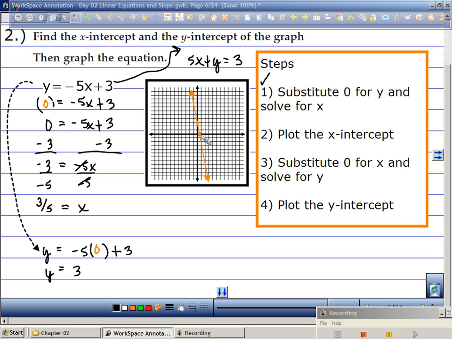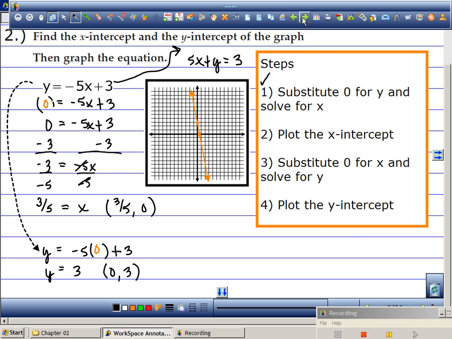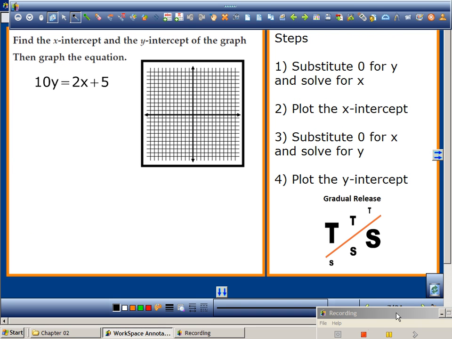Because in order to find the x-intercept, y has to be 0. And in order to find the y-intercept, x has to be 0. Right? If I were to plot these points right here, the ordered pair would be 3/5, 0. When y is 0, that's what x is. It's a very good question. And this one would be 0, 3. See how that works? Good questions.